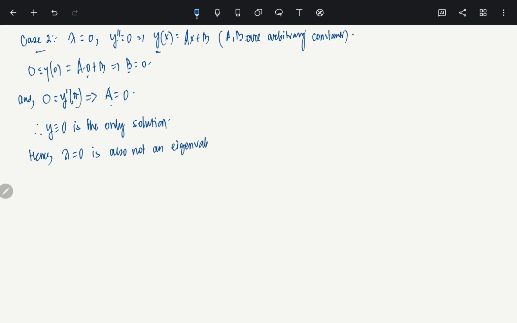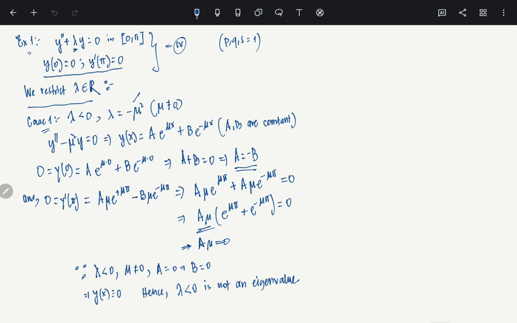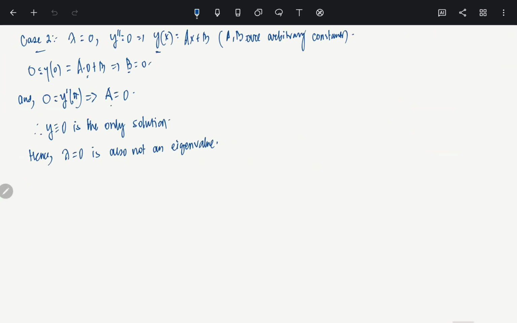Now the question is this. Lambda negative is not an eigenvalue. Lambda equals 0 is not an eigenvalue. So what is an eigenvalue? Let's do this. Case 3: are there any eigenvalues? Lambda positive. This is our only hope, right? If lambda is positive, then I can write lambda equals mu squared, and of course mu is not 0.